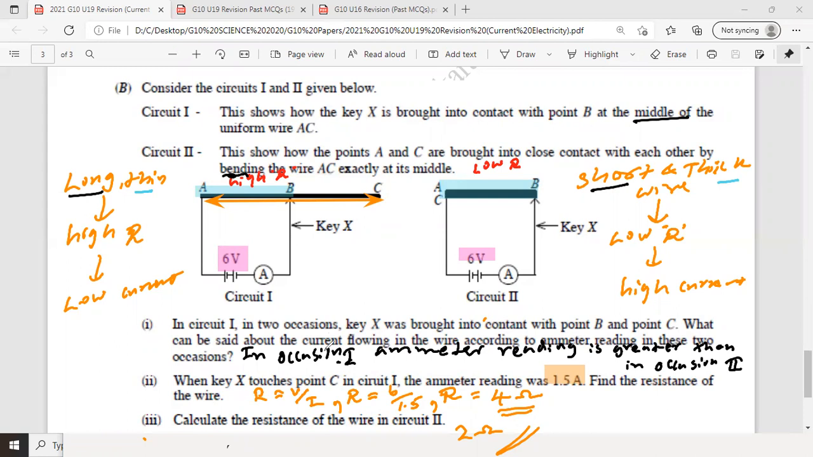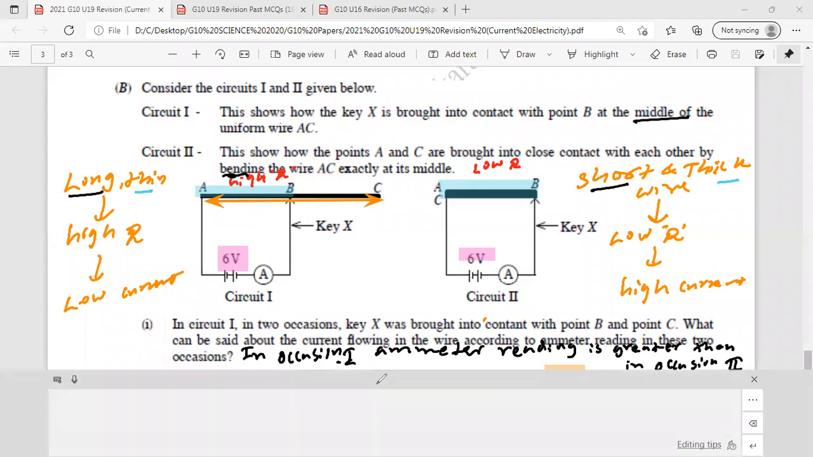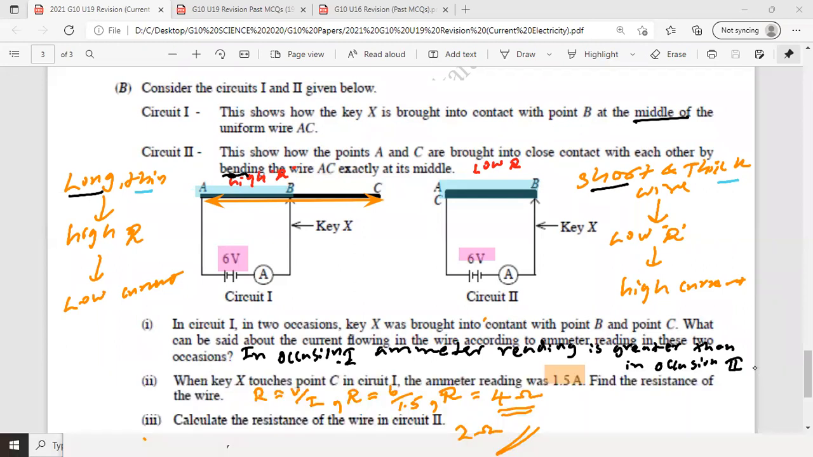Okay. Now Sujivani, did you clarify that? Good question you asked, because you have to change that word. Sujivani, is that clear now? Yes, sir. Okay. So there are two ways you can write it. The answer at point B, the reading is higher than at C. Or you can write in occasion 1 the reading is higher than in occasion 2.